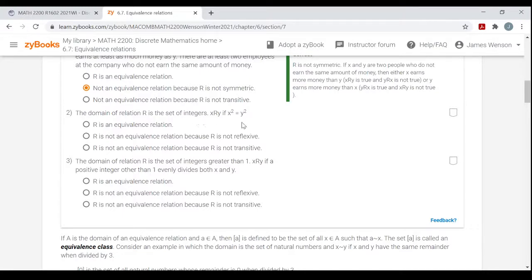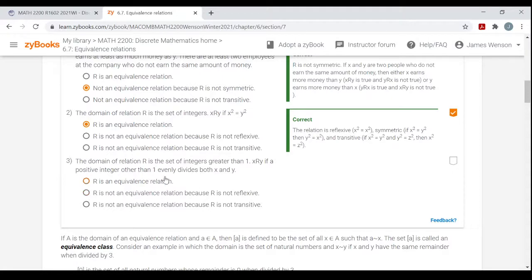So the way this relation is described on the set of integers has all 3 properties. It's reflexive, symmetric, and transitive. So this particular relation would be an equivalence relation. All right, and I will leave this last one for you to think about.